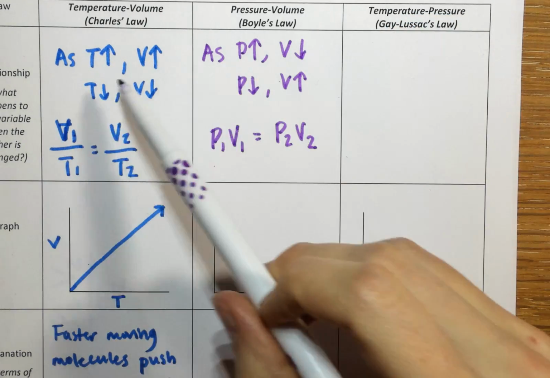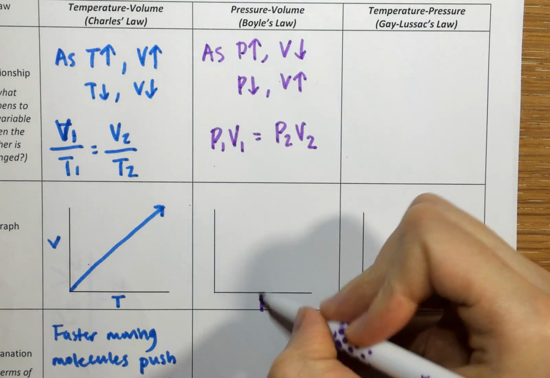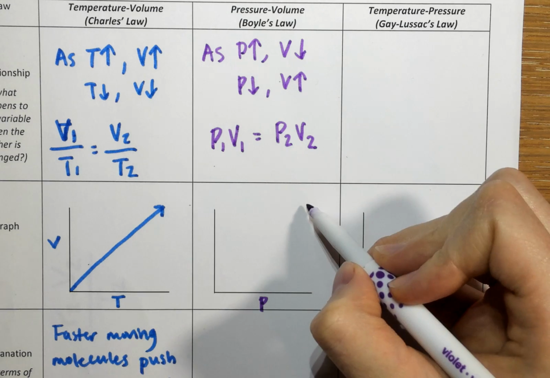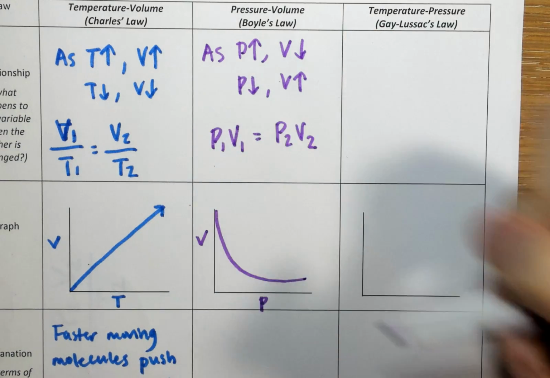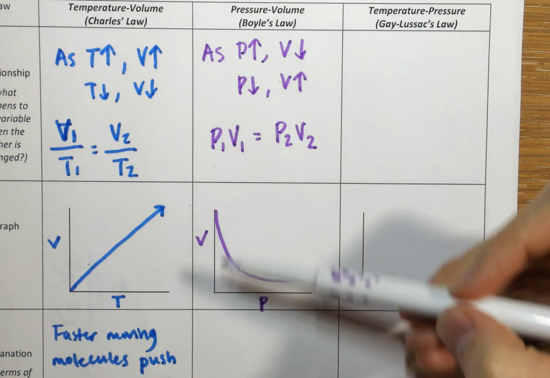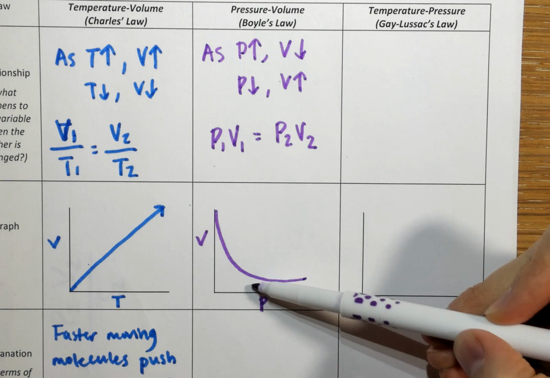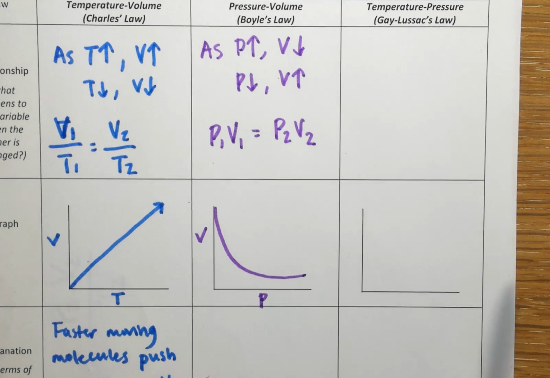This relationship is an inverse relationship. When something goes up, like pressure, my volume isn't going to increase. Instead, it's going to decrease. And often you're going to see that represented with a curved rather than a straight line. All we're showing is that as pressure increases, volume actually decreases as a result of that change.